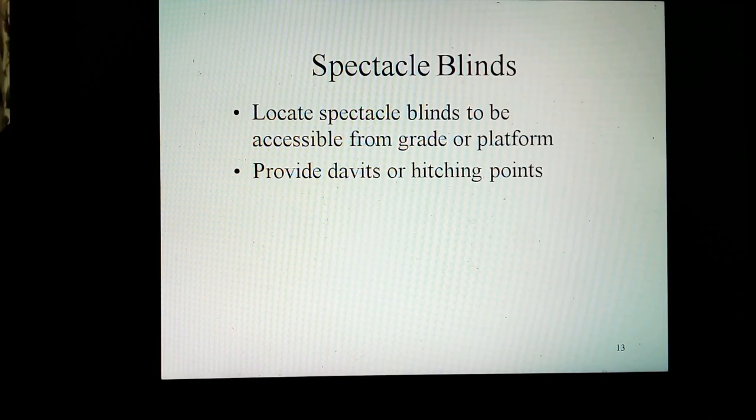Spectacle blinds. Locate spectacle blinds to be accessible from grade or platform. Blinds located in a pipeway are considered accessible. Blinds that weigh over 100 pounds or 45 kilograms should be accessible by mobile equipment. Where this is not possible, provide davits or hitching points. Closely looped flanges with blinds should be staggered.